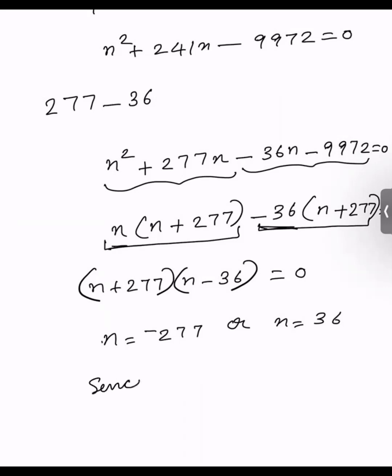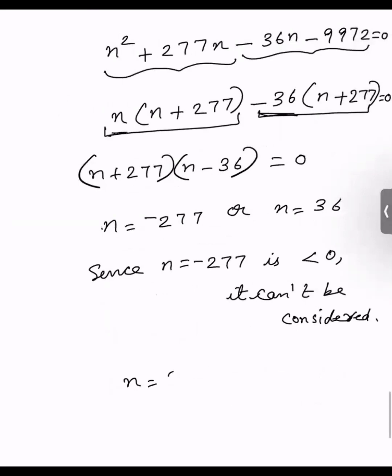So you can write since n equal to negative 277 is less than 0, it can't be considered. So n equal to 36 months means n will be 3 years, because they are asking you to give the time in years. That's what they are telling you. So 36 by 12 will give you number of years, which is 3 years.